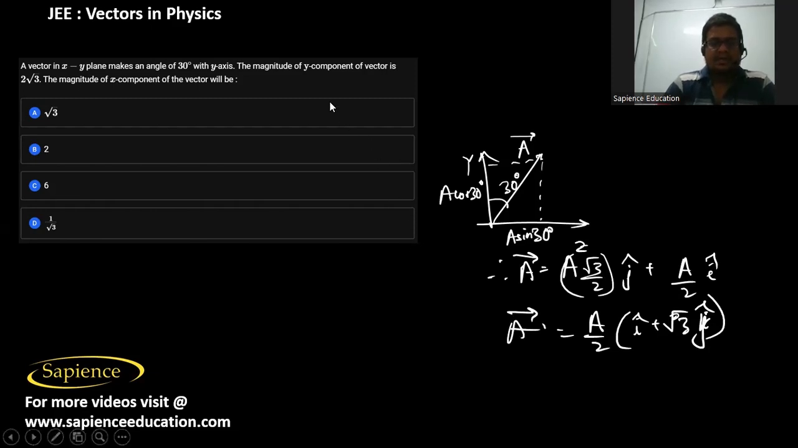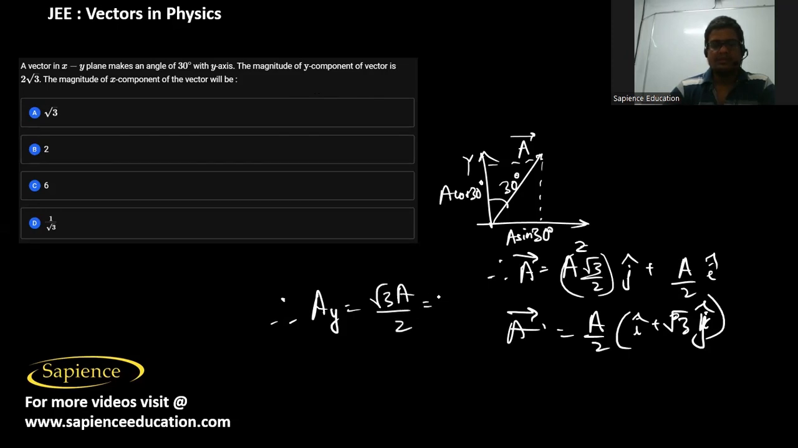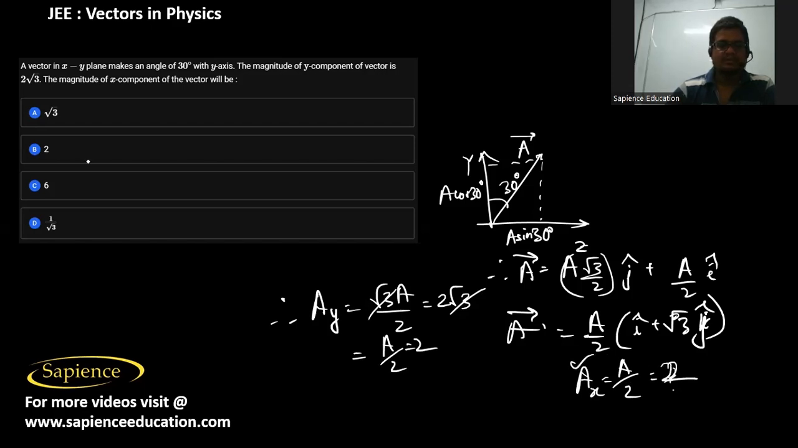And then it is told the magnitude of y component of vector is 2 root 3. Therefore, Ay, magnitude of y component, that is root 3 A by 2, is equal to 2 root 3. Then the magnitude of x component of this vector, so then we have to find out A by 2, which is Ax. Ax is A by 2. So from here we can see that A by 2 will be equal to 2. So therefore the x component is 2. So option B is the correct answer.